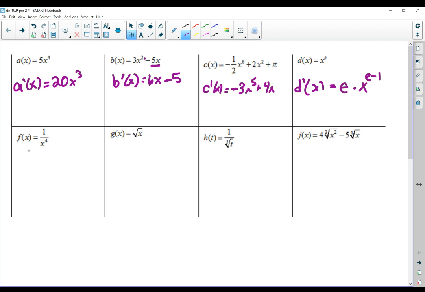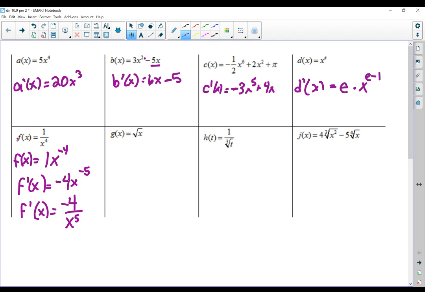Okay, now f of x. Now in the second row, we're getting into those ones where we have a power rule, but it could be disguised. So I'm going to be rewriting functions and then taking derivatives. I'm going to rewrite this function as 1x to the negative 4, so that I can apply my power rule, and it becomes negative 4x to the negative 5. Remember, minus 1 makes it more negative. And then if I go back to algebra form, I have negative 4 over x to the fifth. Again, the negative 4 is just a constant. It doesn't have the negative exponent. The only thing being raised to the negative 5 is the x. That's the only thing that's going to move.